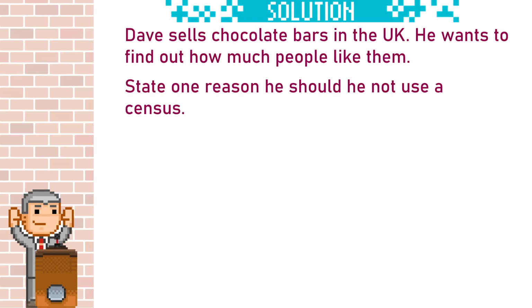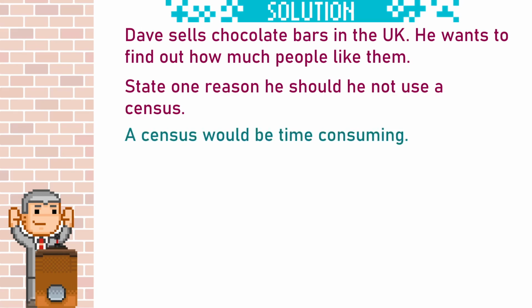We're told that Dave sells chocolate bars in the UK and he wants to find out how much people like them. We need to state one reason he should not use a census. Now, a census would involve asking everyone in the population, which would be everyone in the UK. So a census would be time consuming or a census would be expensive.